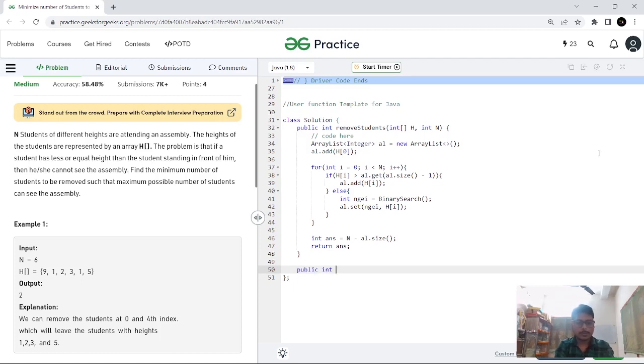Public int binary search. So I have to give here many things. Which are the things? Well, I hope you know binary search. If you don't know, see on YouTube. There are many good videos. So to give you the low index, it will search from 0. It will go to the array list last index.